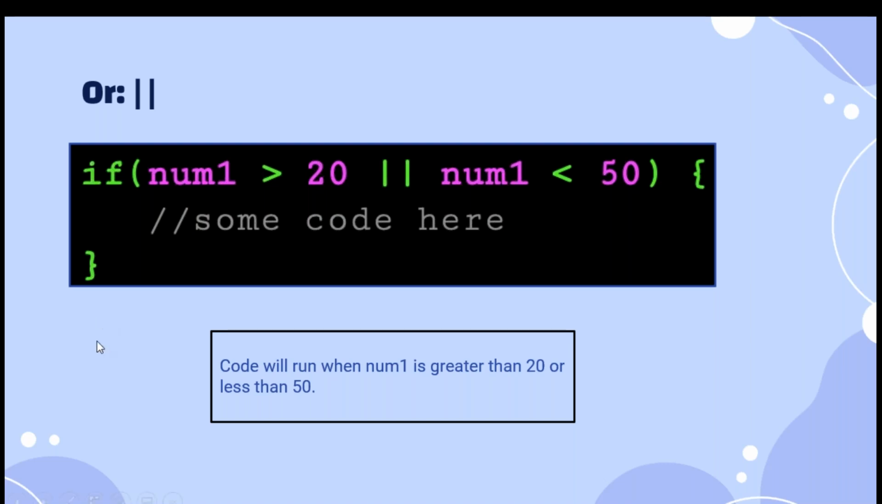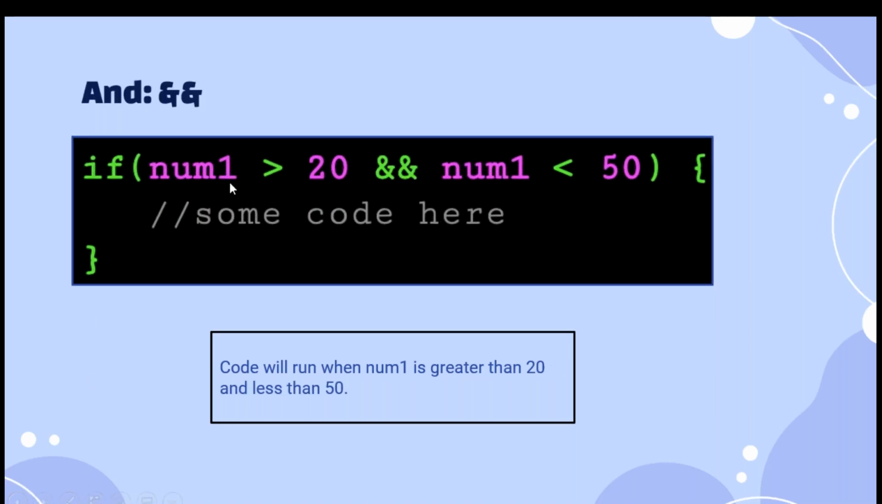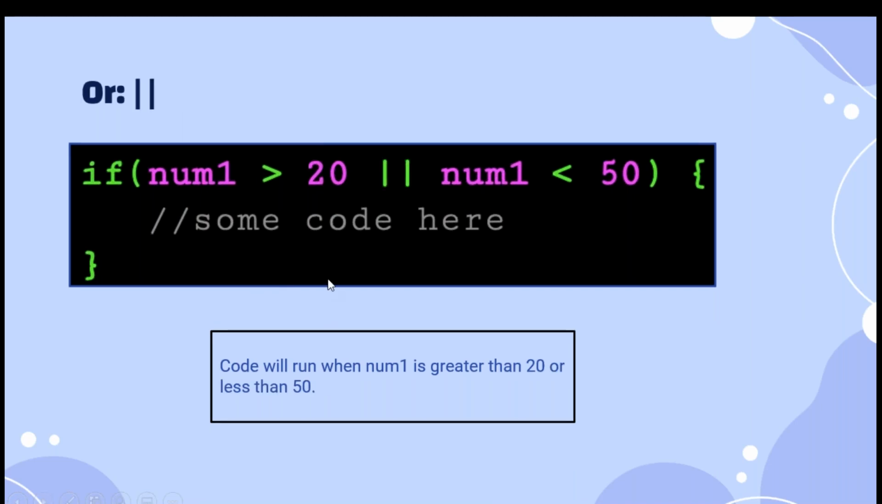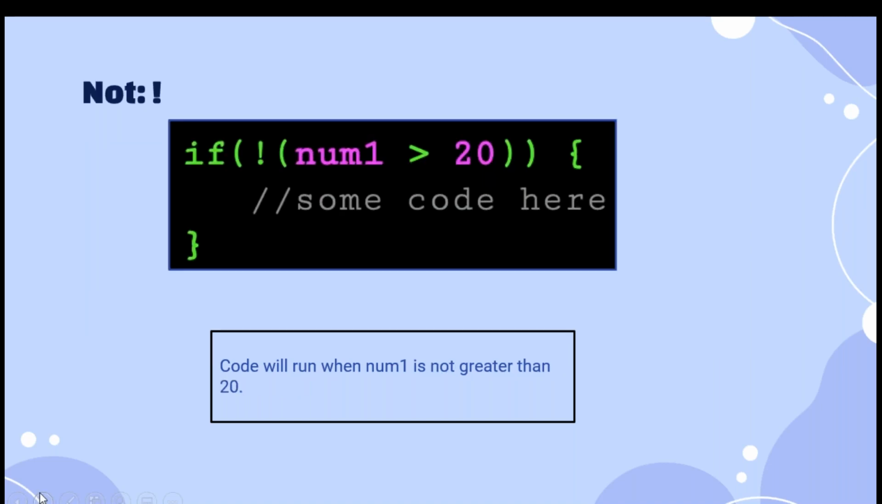As you can see, there is a difference. This is AND, so both of them have to be true, but this is OR, so it's okay if one of them is not true, as long as one of them is true.